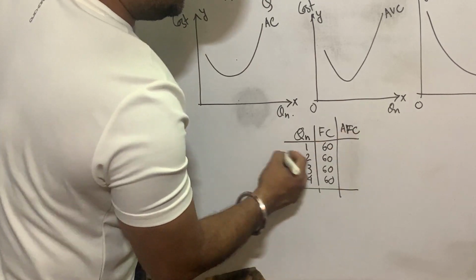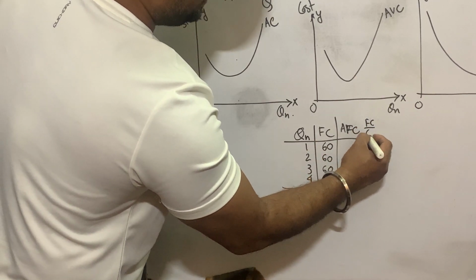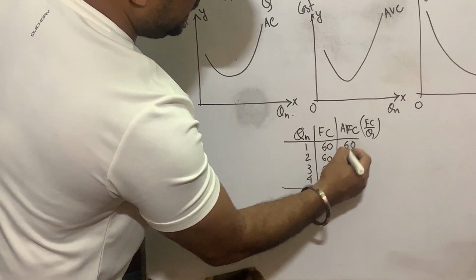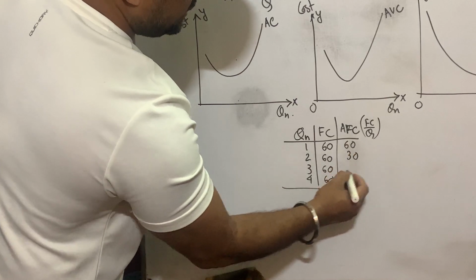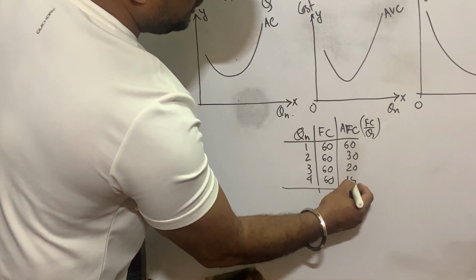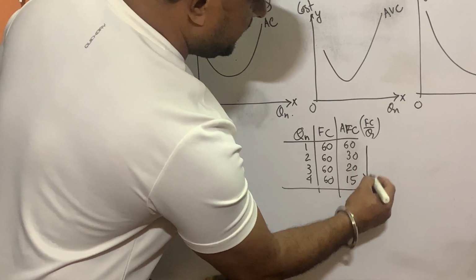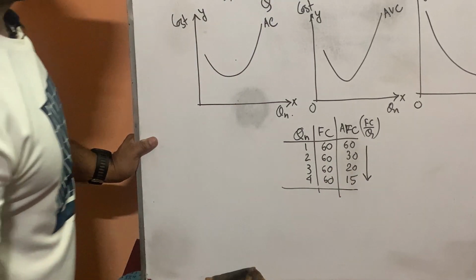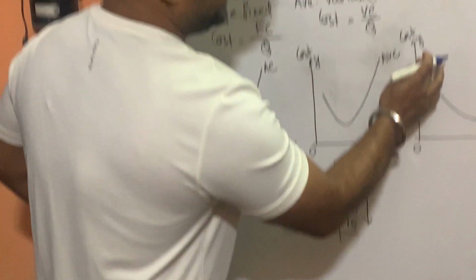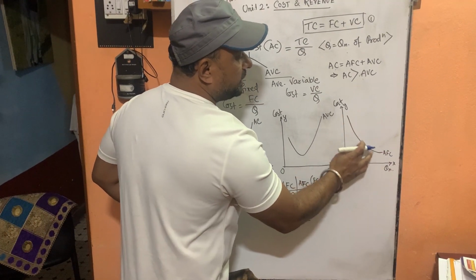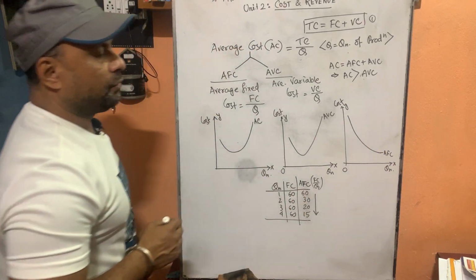Now find average fixed cost. The average fixed cost formula is fixed cost by quantity of production. 60 divided by 1 is 60, 60 by 2 is 30, 60 by 3 is 20, 60 by 4 is 15. Now what happened? Average fixed cost is continuously decreasing. So when we draw the figure on graph paper, we will get this type of downward sloping curve. So for that reason, AFC is downward sloping.